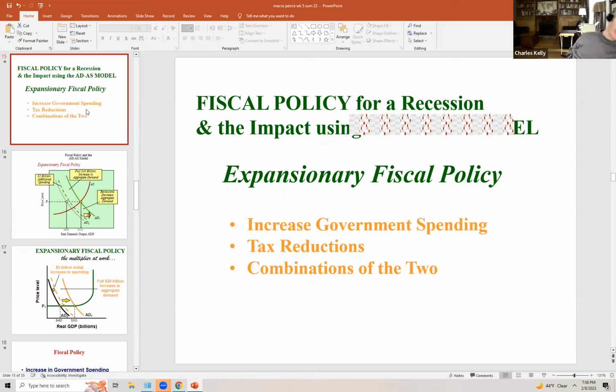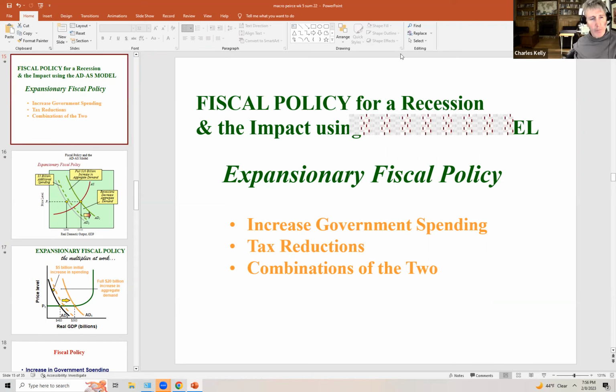Now, most likely the government will use the last approach here. So when the economy is in a recession and GDP is weak, unemployment's high, and fiscal stimulus is in order to affect aggregate demand, the government will cut taxes and the government will increase government spending. So they use a combination of both approaches.